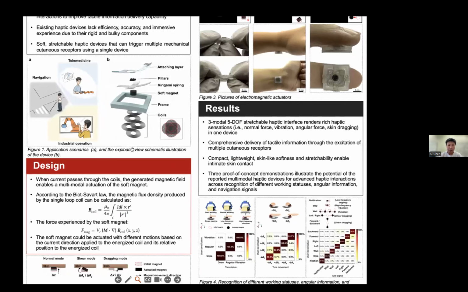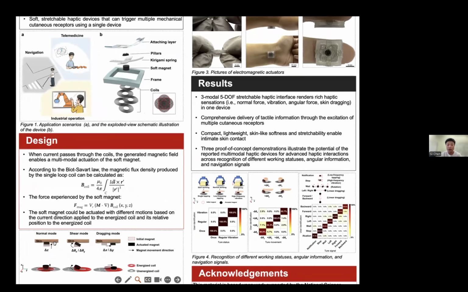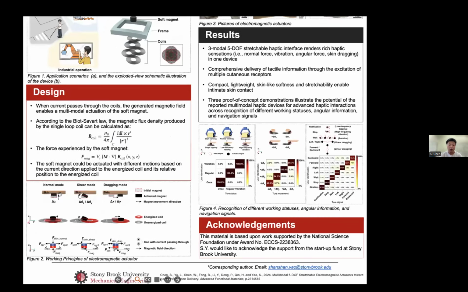The mechanism is that when current passes through these coils, the coils generate a magnetic field that enables the multimodal actuation of the soft magnet. Based on the Biot-Savart law and some equations, the soft magnet can be actuated with different motions depending on the current directions applied to the energized coil and the relative position of the soft magnet to the energized coil. It can then show the normal mode, the shear mode, and the dragging mode. These are some details of this mechanism.